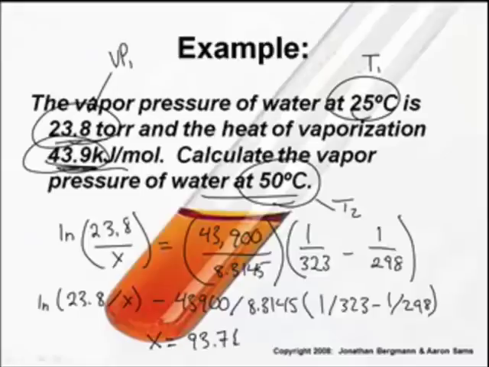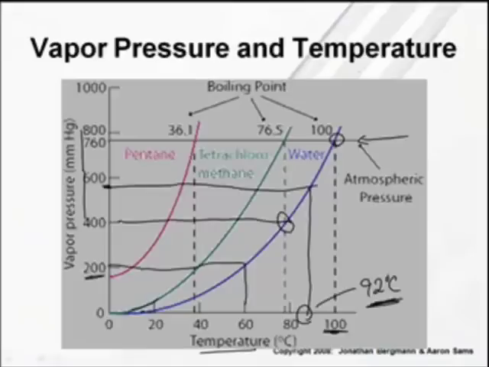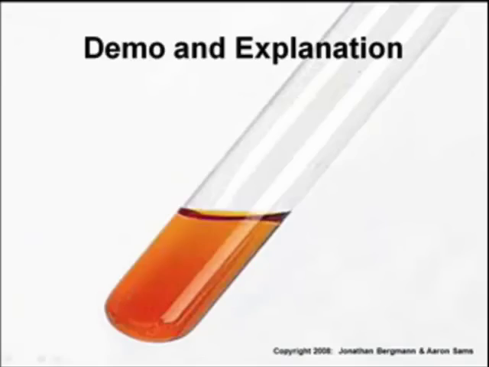And does that make sense? We went to a higher temperature, 50 degrees Celsius, so we should have a higher pressure. And our pressure was 23.8 at 25, so at 50 it should be a little higher. And actually, we could go back to that graph I had up a little bit ago. At 50 degrees Celsius, water is at about 93. All right, I can live with that. That looks like about 93, doesn't it? All right, so that's how you do those problems.